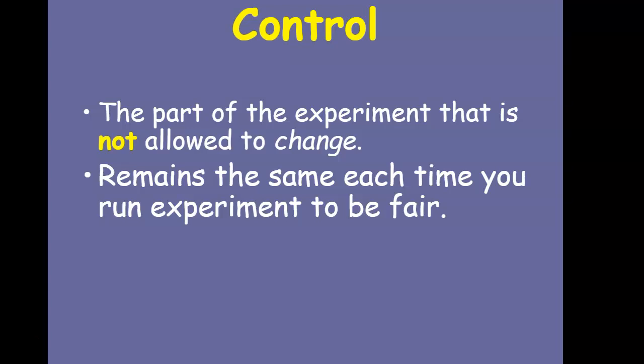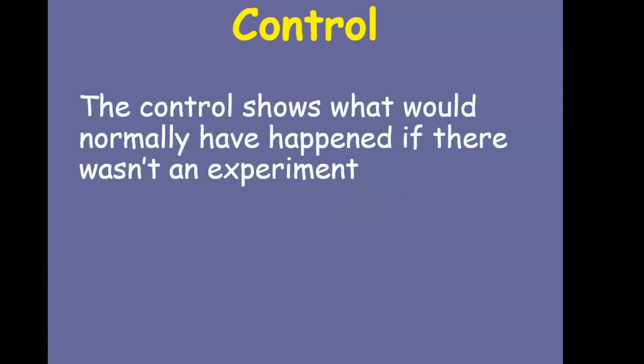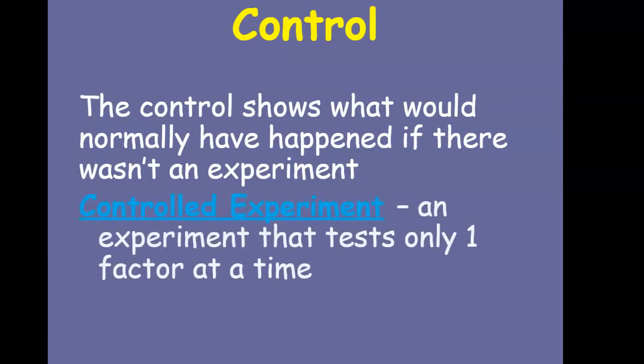So if you're testing plants, you want to get plants that would all be the same size, the same number of leaves, the same type of plant. All of those would be controls. You don't want to give one particular part of the experiment more of an advantage or less of an advantage than the rest of the parts of the experiment. The control shows what would normally have happened if there wasn't an experiment.